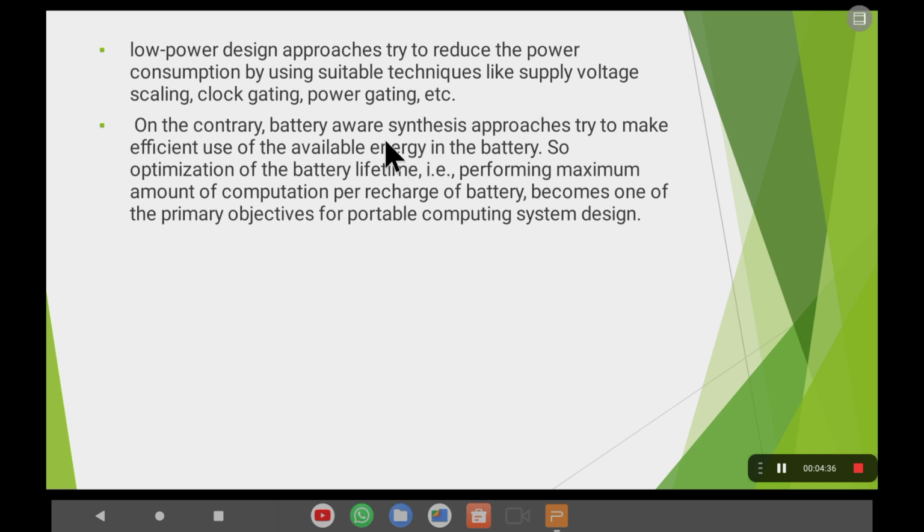But from the battery point of view, we have to reduce the amount of energy required by the corresponding application. Then only can we increase the battery life, and the power dissipation also decreases if you are consuming a very small amount of current. On the contrary, battery-aware synthesis approaches try to make efficient use of the available energy in the battery. So optimization of battery life, that is, maximum performance in terms of battery, becomes one of the primary objectives for portable computer systems.